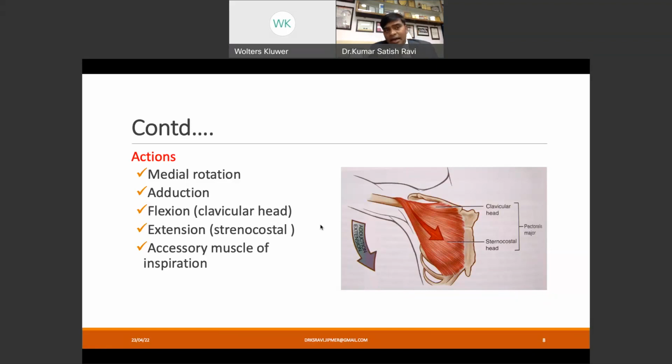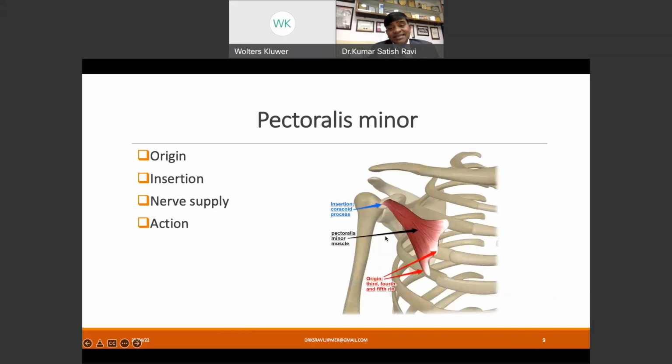Apart from that, this muscle is also called an accessory muscle of inspiration when the humerus is fixed in abduction. Now, over here, you can see another muscle, which we call the pectoralis minor.